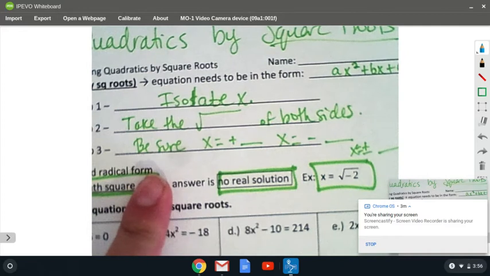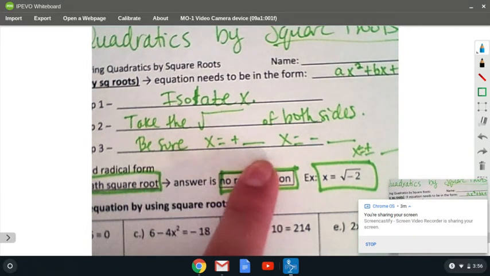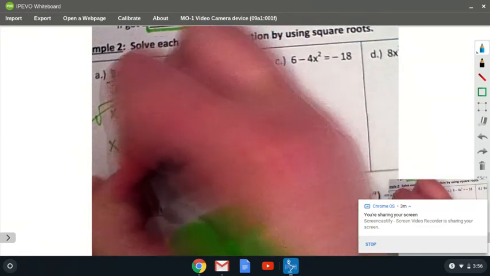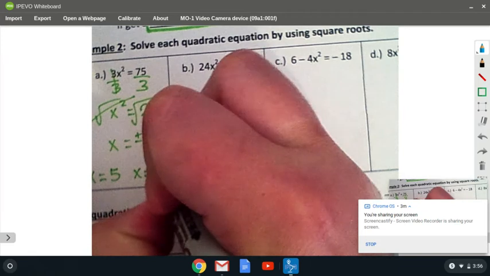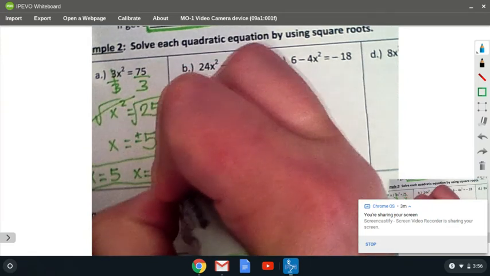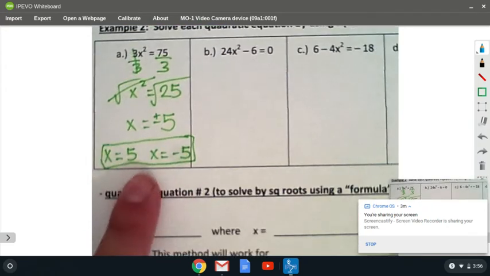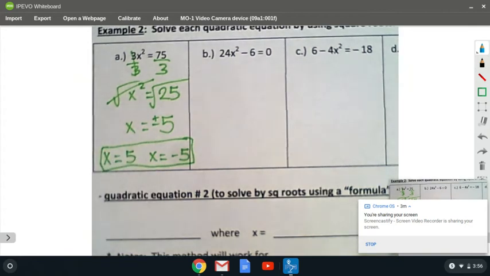However, my last step is to be sure that I account for plus and minus in my solution. So this should be plus or minus 5. So I actually have the solution x equals 5 and x equals negative 5. So this graph would cross the x-axis at negative 5 and 5.